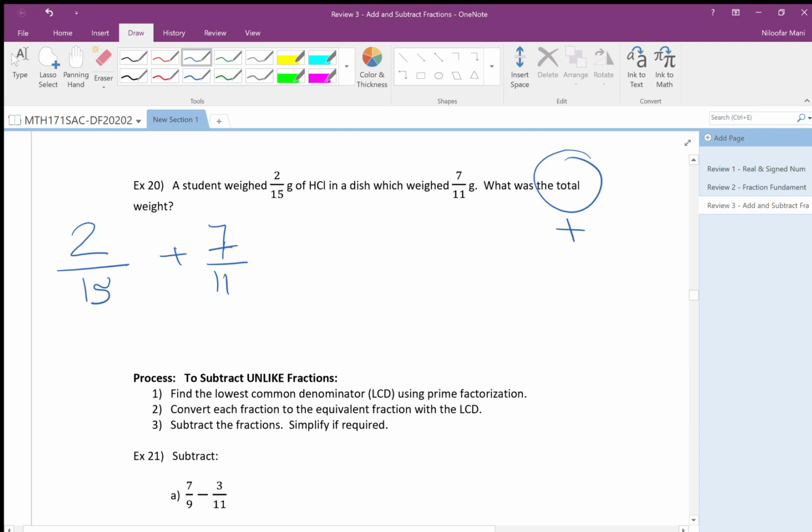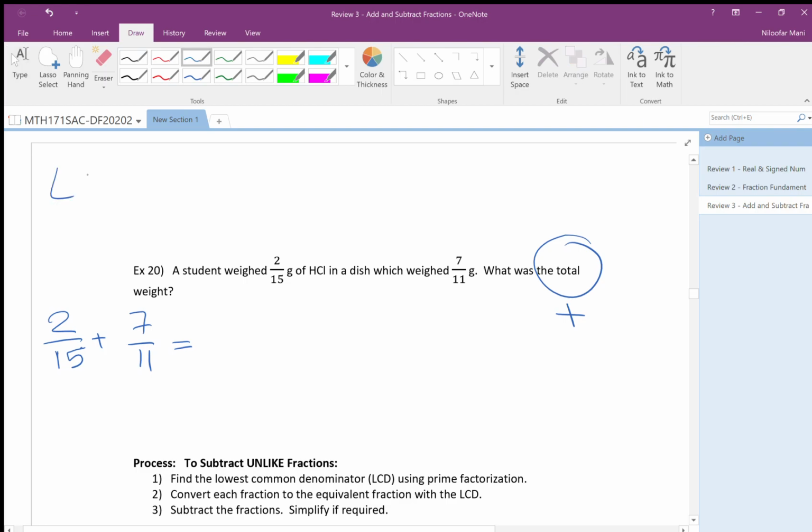Okay. I need to know the least common denominator. So 2 over 15 plus 7 over 11. So what is the common denominator? Okay, least common denominator. Do I have a space here? Yes, I go here. Okay, so least common denominator. 15 is 3 multiplied by 5 and 11 is just 11. Okay, how many prime numbers do I see? 3, 5, 11. I write 3, 5, 11 with the highest exponent. I just see the highest exponent as 1. Okay, so 3, 5, 11, which is 15 times 11, which is 165.